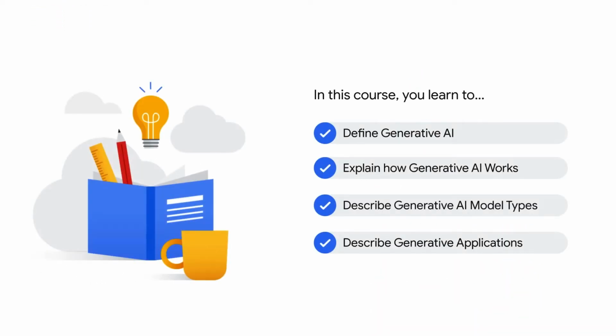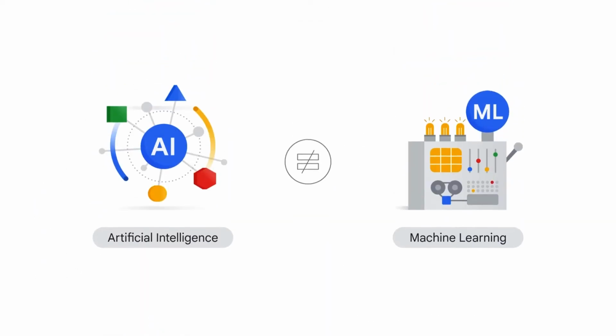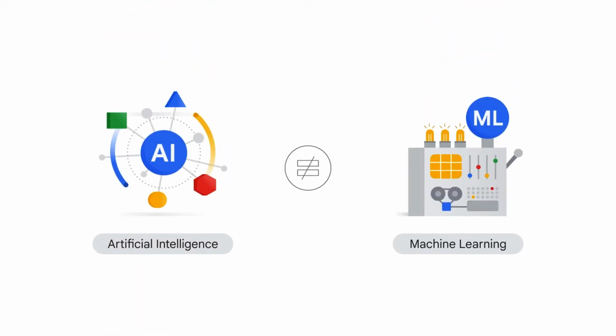In this course, you learn to define generative AI, explain how generative AI works, describe generative AI model types, and describe generative AI applications. Generative AI is a type of artificial intelligence technology that can produce various types of content, including text, imagery, audio, and synthetic data.